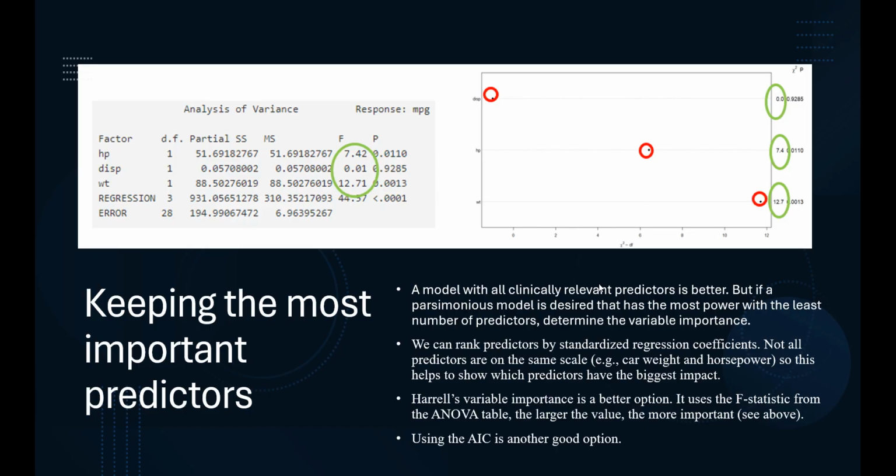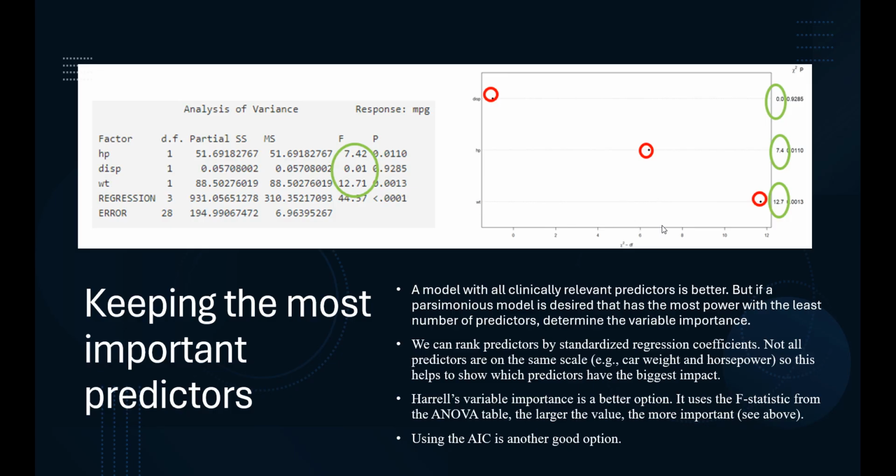So that's one option. Harrell's variable importance is a better option. It uses the F statistic from the ANOVA table. The larger the value, the more important, and we see that up top. We have 3 variables. The top one is DISP, engine displacement. The middle one is horsepower, and the third one is weight. And this is a model for predicting miles per gallon.